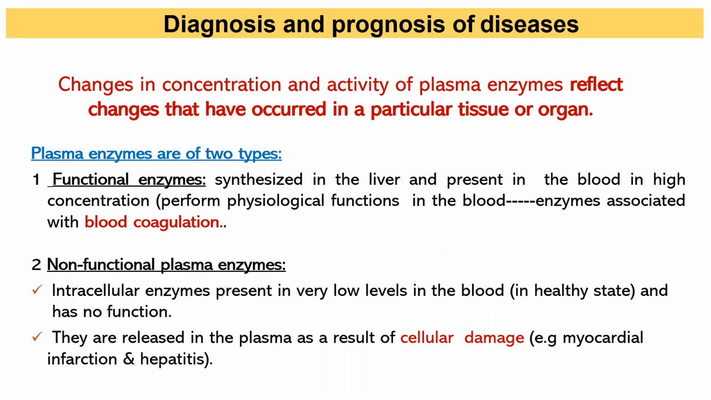Then there are non-functional enzymes. They are present at a very low level and have really no function. They are released into plasma as a result of cellular damage. So if you see a certain enzyme in the blood plasma, you think, this enzyme should never have been there. Since you see it, this person probably has this kind of infection or this kind of hepatitis or whatever that is.